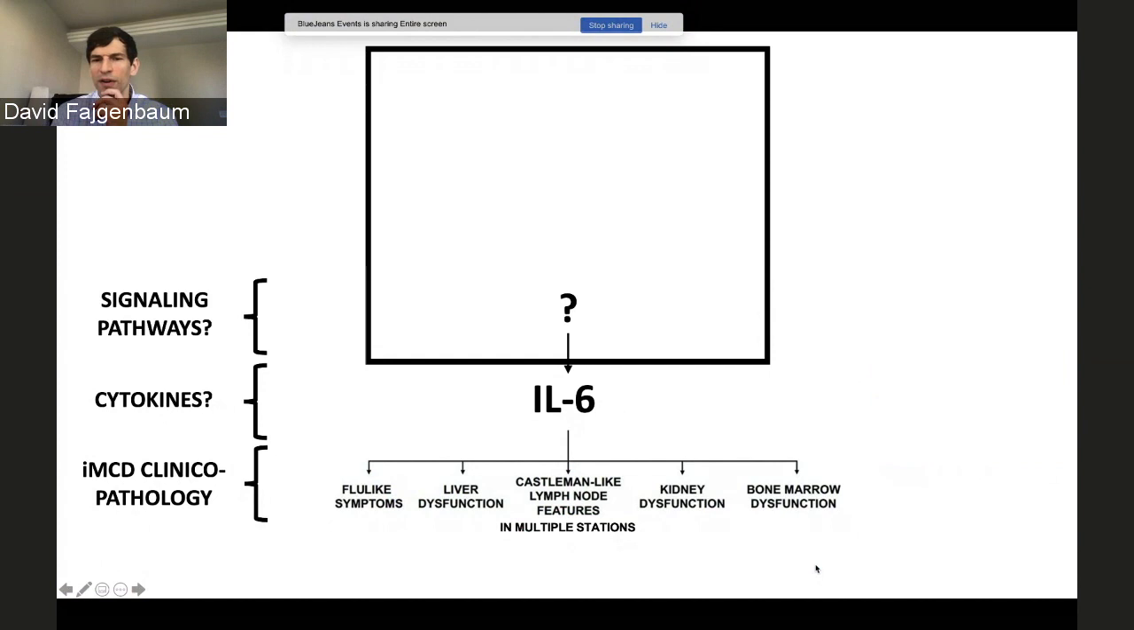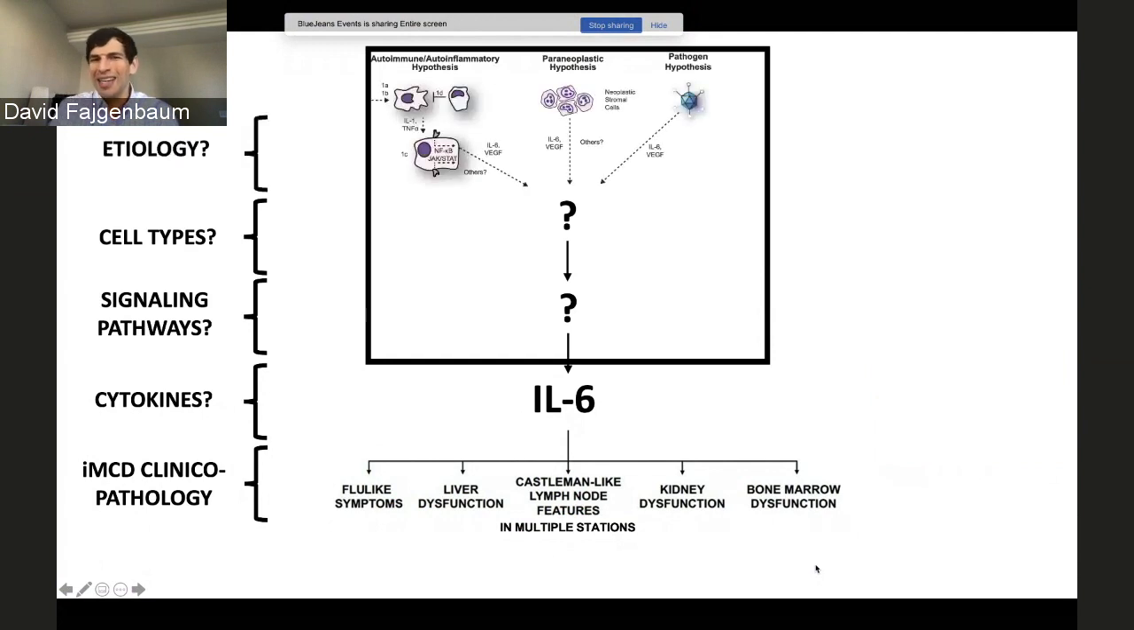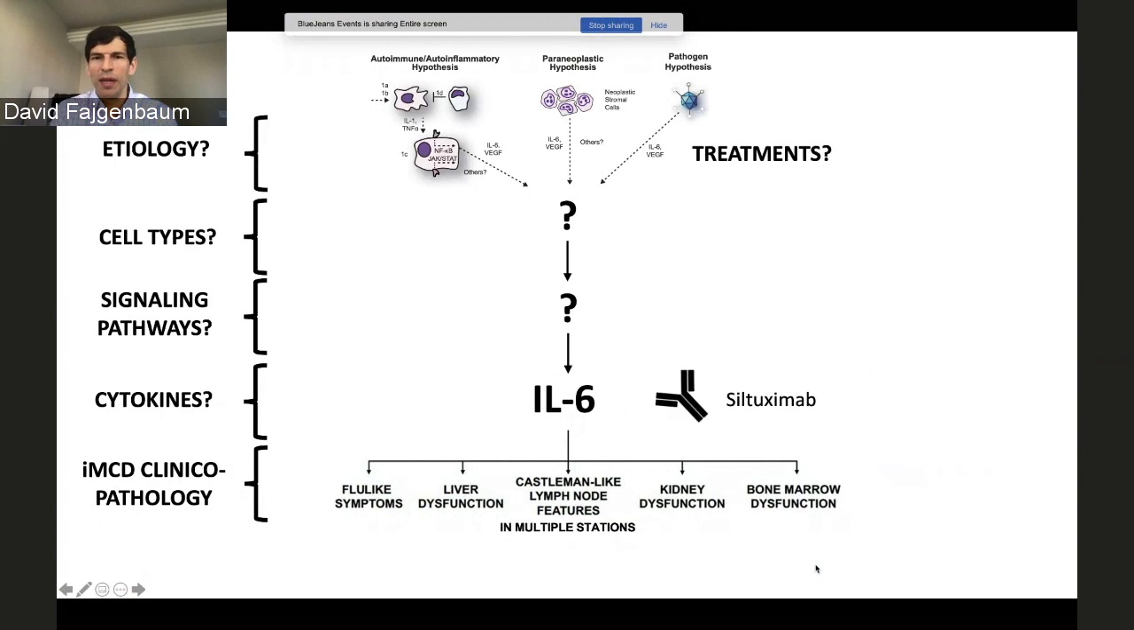Even when we figured out interleukin-6 was important in iMCD, there was still this giant black box. Well, why is the interleukin-6 being produced in the first place for these patients who are HHV8 negative? What are the cell types, signaling pathways? What's the etiology behind what's leading to this? And that all really has been a black box.